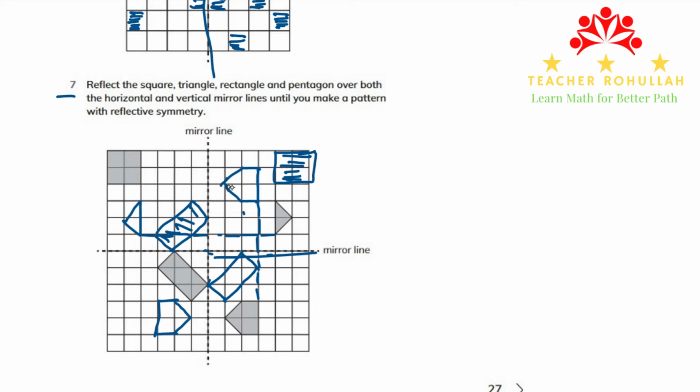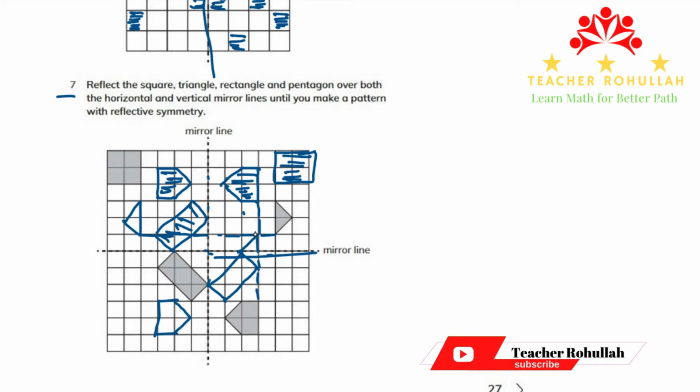Now I reflect this pentagon on the other side of the mirror, on this mirror line. So it can be here. It can be over here. So let me shade this one also. Good. Now we have the pentagon on each of the quadrants, but we don't have the rectangle. So this rectangle should be reflected there, this way. Okay, this is also done.